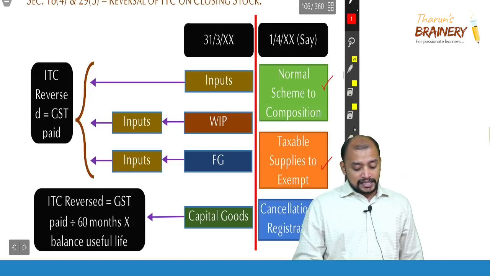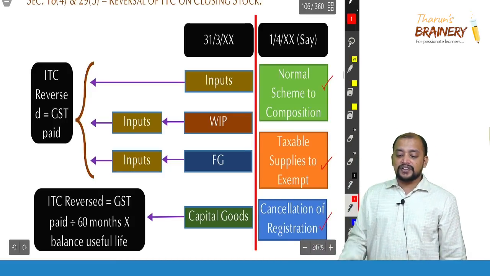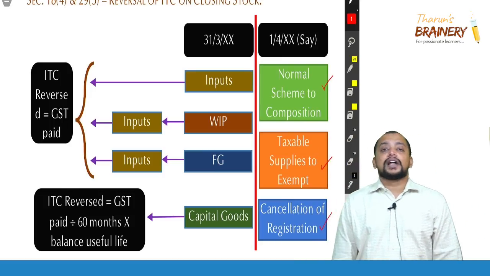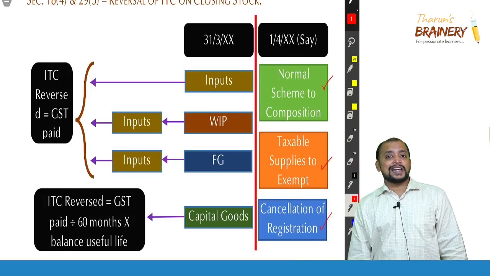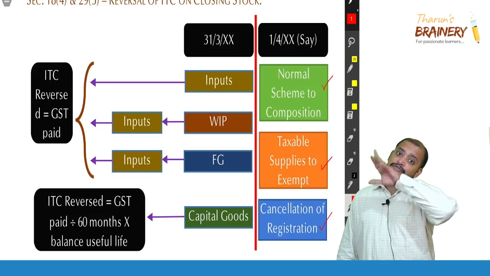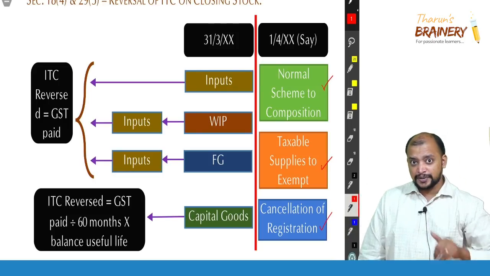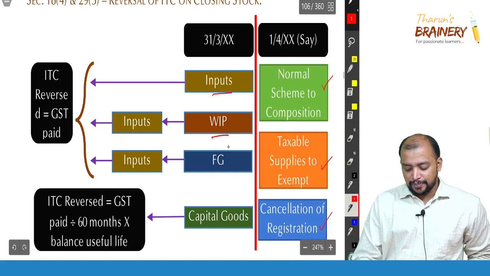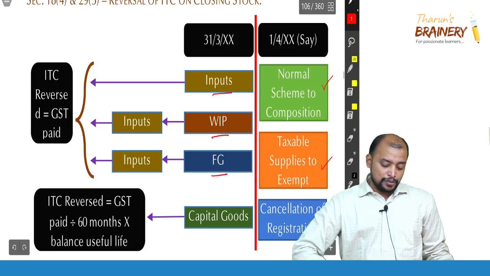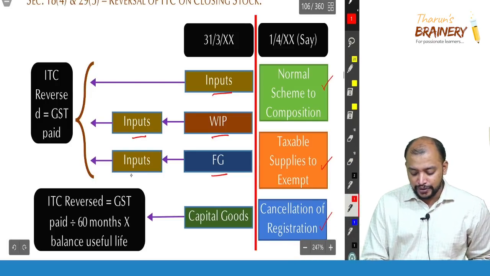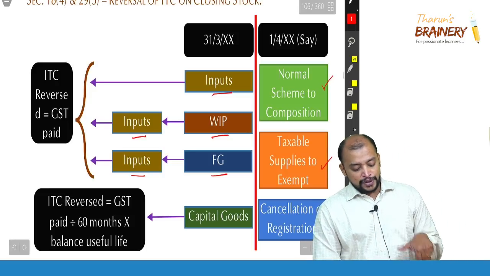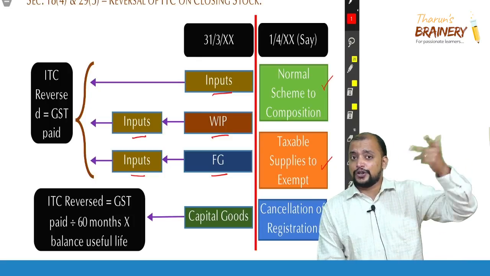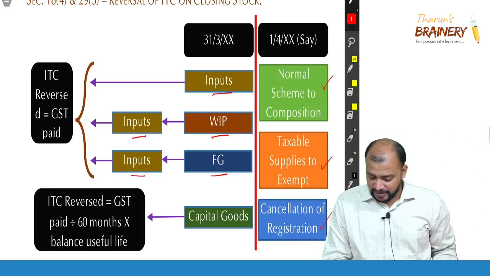And then cancellation of registration. Say with effect from 1/4, you are entering into the composition scheme, or your taxable supplies become exempted, or there is a cancellation of registration. Immediately before that date, whatever is your closing stock, that is inputs, WIP, FG, you should take. In the WIP and FG, you should take the value of inputs. On these inputs, we need to reverse the ITC. Whatever is the GST paid should be reversed. ITC reversed equals GST paid.